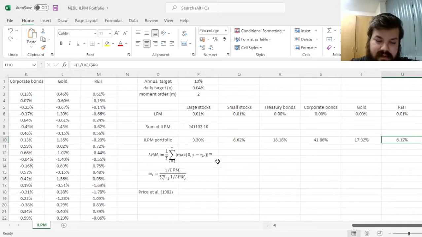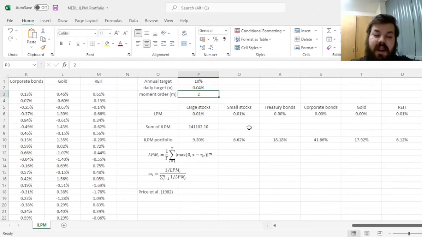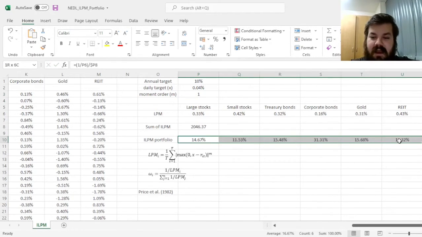However, what is also nice here is that as the absolute values are involved in the calculations, our ILPM portfolio would always have strictly non-negative weights, which is useful for investors who have got short selling constraints, for example. Let's see what happens if we change the moment order M. If the moment order is lower, for example, 1, when we treat our lower absolute deviation as our relevant lower partial moment, we have got a portfolio that's quite closer to an equally weighted portfolio with a higher exposure to higher risk asset classes such as stocks and real estate.